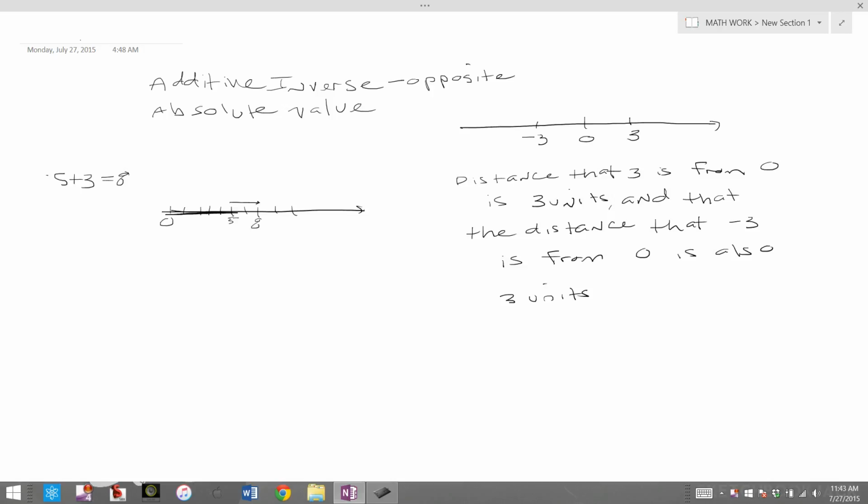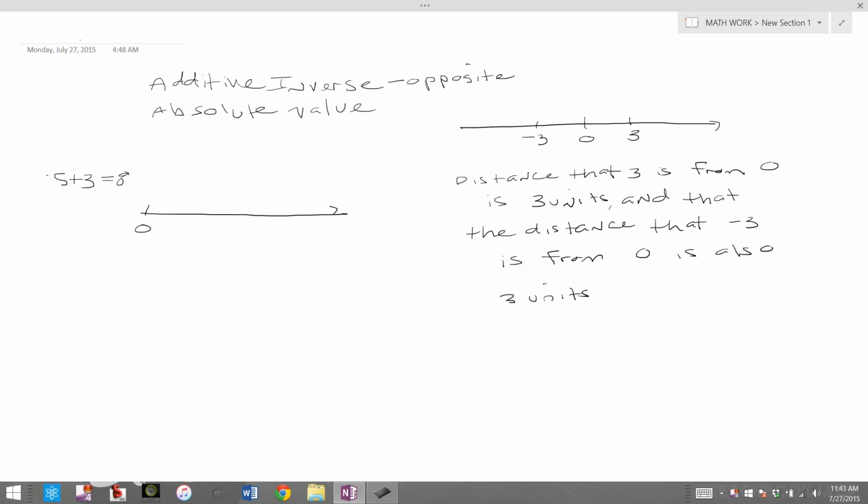Oh, this is not 3 units. This is adding 3 units. Oh, this is a mess. Sorry. It's an unmitigated mess, they call it. I'm going to erase this and redo this.